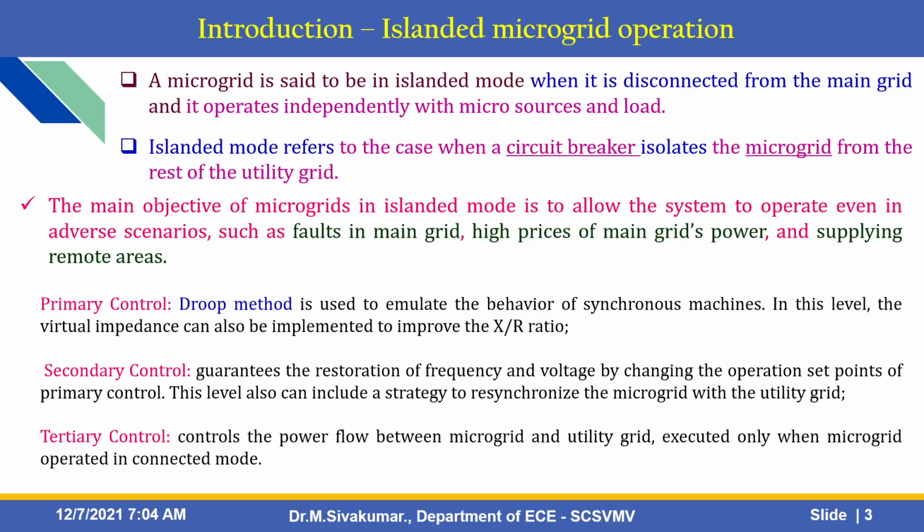The next method is secondary control. It guarantees the restoration of frequency and voltage by changing the operation set points of the primary control. This level can also include a strategy to resynchronize the microgrid with the utility grid. The final one is tertiary control. This controls the power flow between the microgrid and the utility grid and is executed only when the microgrid is operated in connected mode.